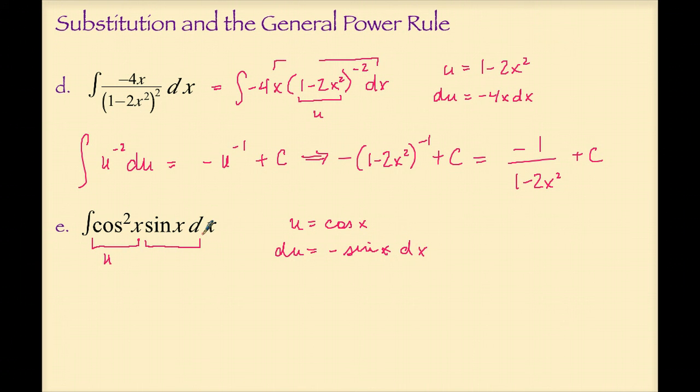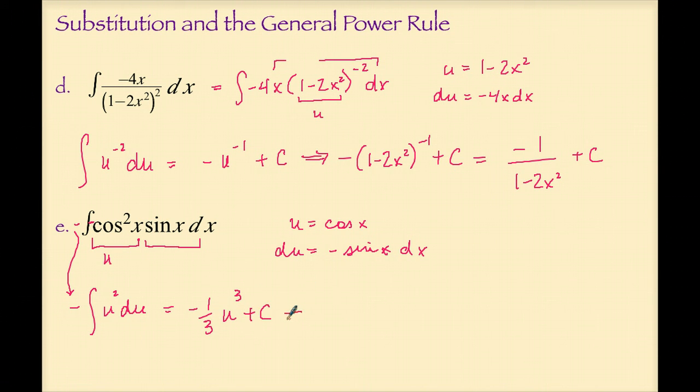Now we do have sine x dx, but we don't have the negative. So we will have to compensate by multiplying by a -1, and of course multiplying by a negative on the outside to compensate for that manipulation of the constant. So now let's rewrite the integral in terms of u. This then becomes negative u squared du. The integral of this is -1/3 u cubed plus c.